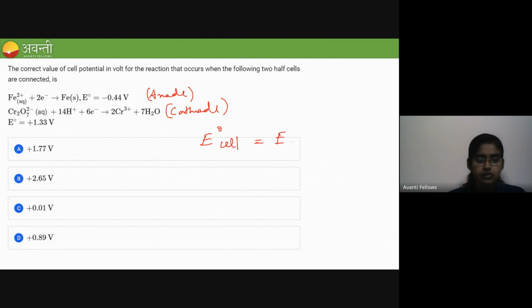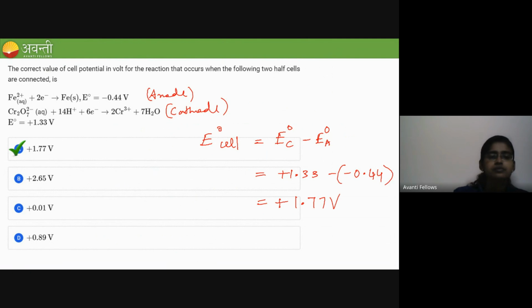Okay, it will be E naught of cathode minus E naught of anode. So value of cathode is plus 1.33 minus of 0.44. It is equal to plus 1.77 volt. The correct answer is option A. Okay.